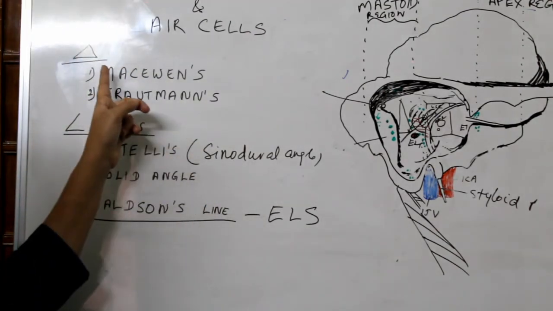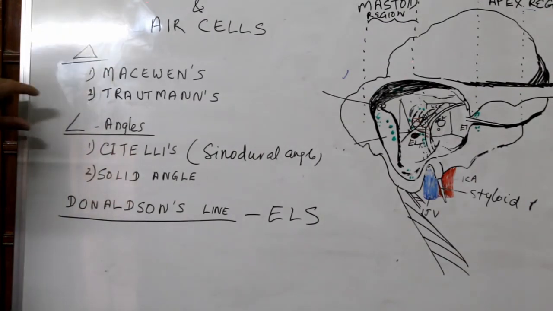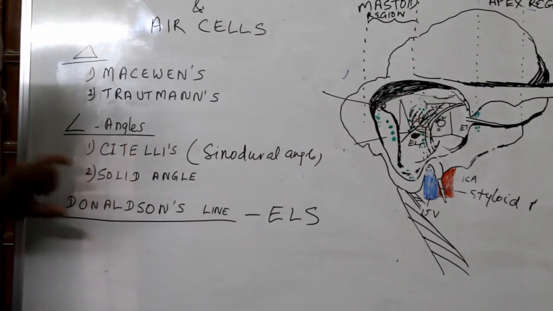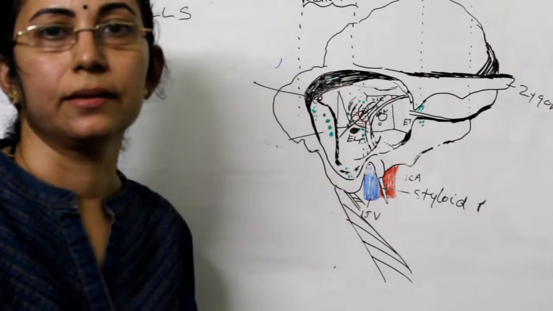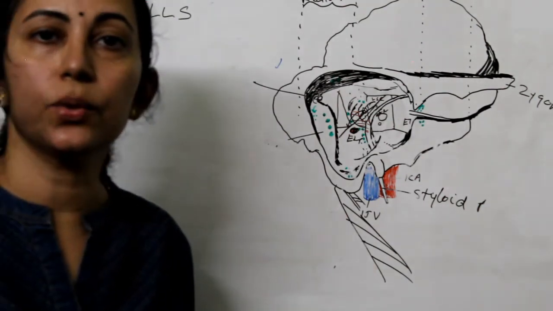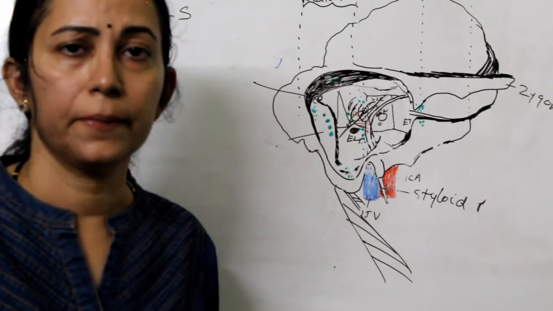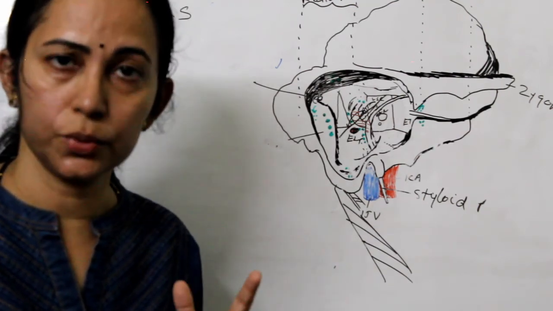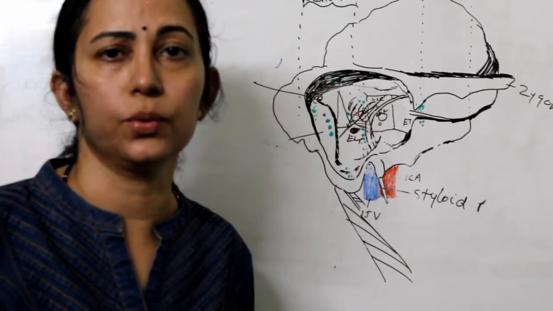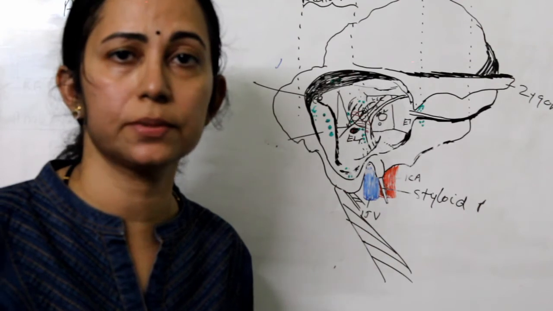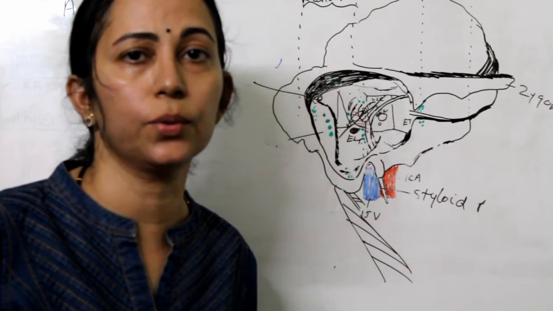That is it. So you have to remember the names of all these: McEwen's and Trotman's triangle, Citelli's and solid angle, and Donaldson's line. The next is on mastoid aircells. There are so many groups of mastoid aircells, and different textbooks give different names. But the mastoid antrum is the most constant aircell and is the largest one. At least study 9 groups. Altogether we can tell it as 10 groups, including the mastoid antrum.